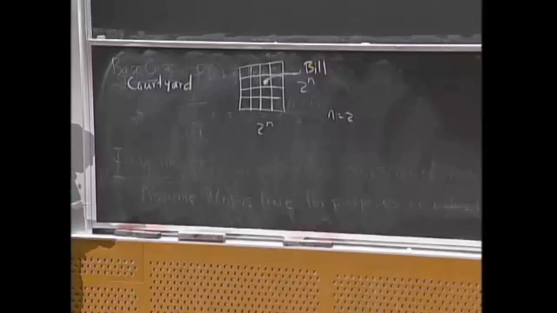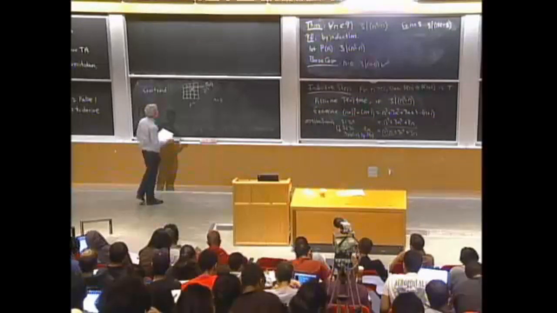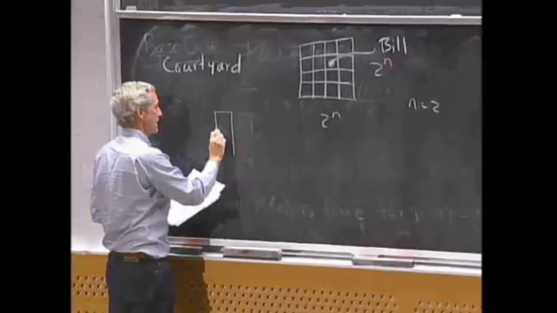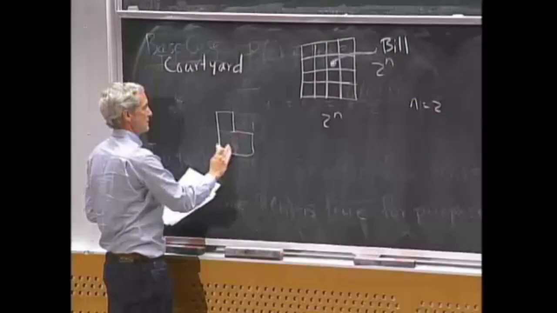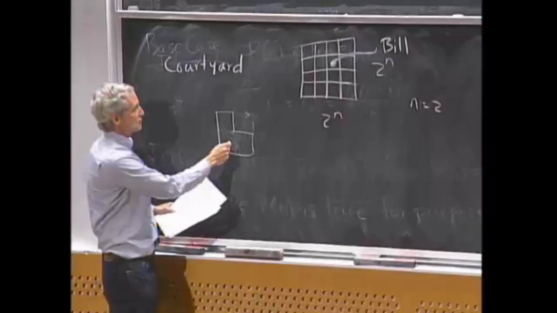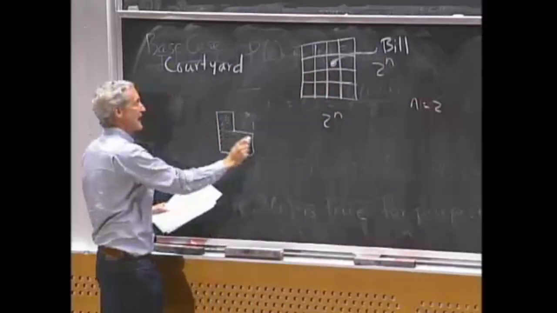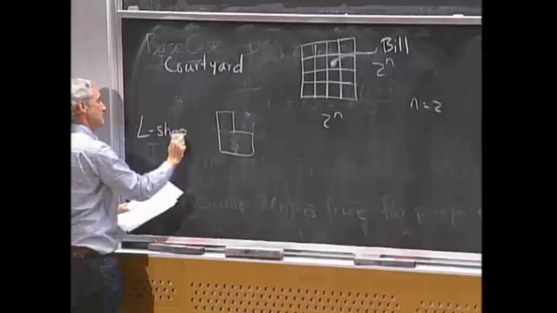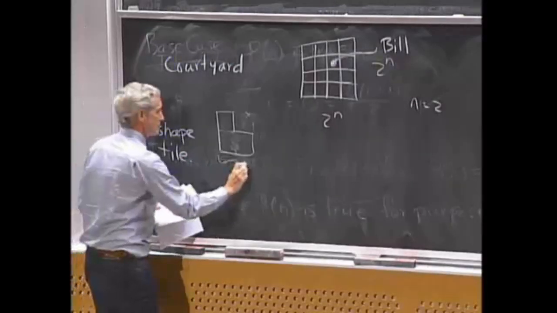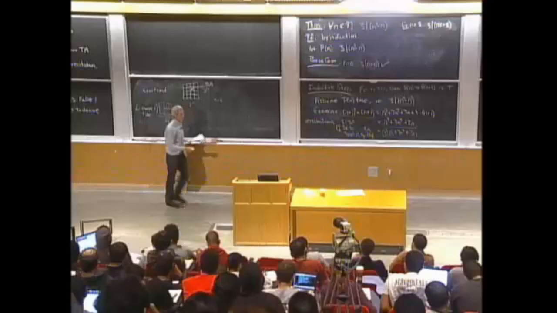Now, this would be fine, except that nothing was easy with Frank Gehry. Everything is some weird thing going on. And he insisted on using L-shaped tiles for the courtyard. So the tiles that we're going to use look like this. It's almost a 2 by 2, except you're missing that piece. So what you need to figure out is how to tile this courtyard perfectly, leaving one spot for Bill, using these L-shaped tiles. And this is 2 by 2 here. So that's the task. So let's see if we can do that for n equals 2 here.